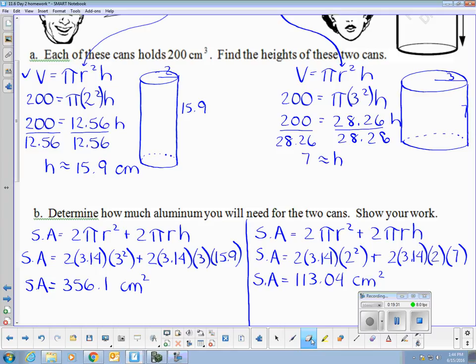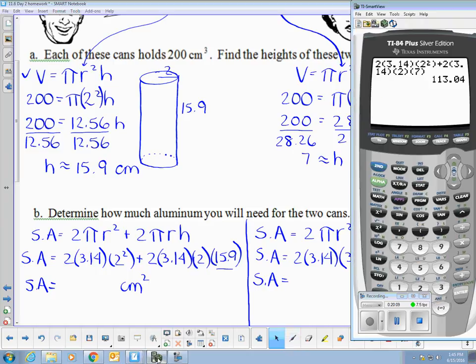The radius of this first can is not 3. The radius of the first can was 2. And the radius of the second can is not 2. The radius of the second can is 3. All right, but I do have the correct height. The height of the first can was 15.9, and the height of the second can was 7. So let's try this again. I'm going to get a couple different answers. All right, here we go.